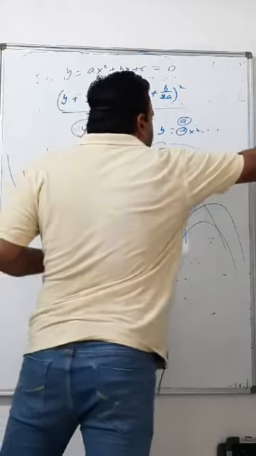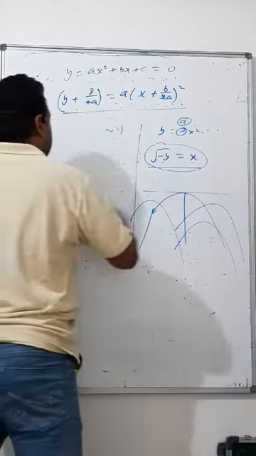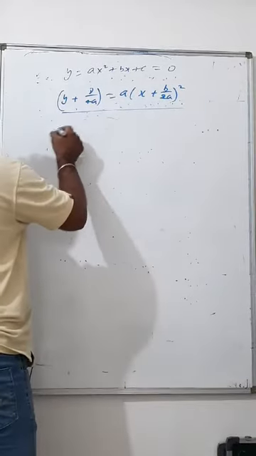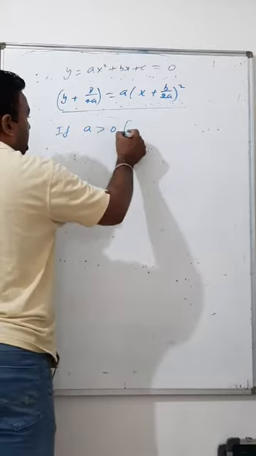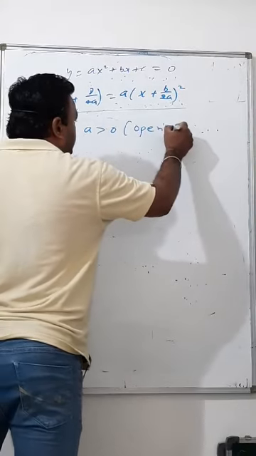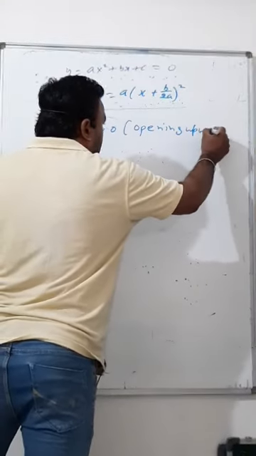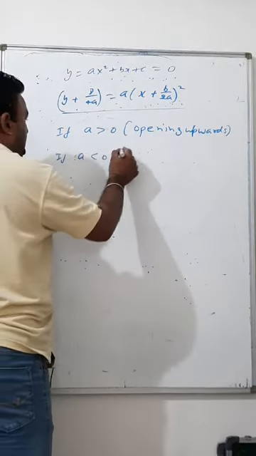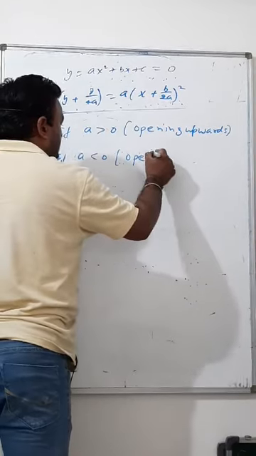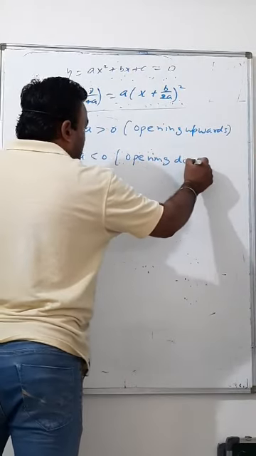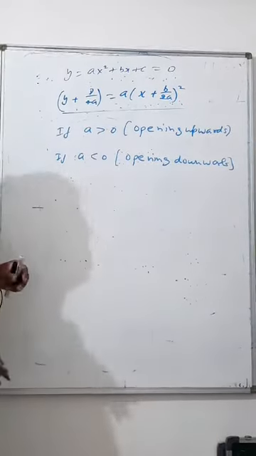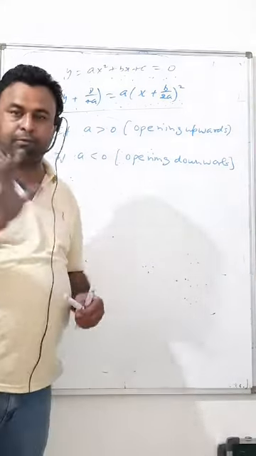Now, the first thing very clear: if a is greater than 0, then it is opening upwards. If a is less than 0, it is opening downwards. That's it, right? Up to here we have analyzed it. We'll move further in the next lecture.